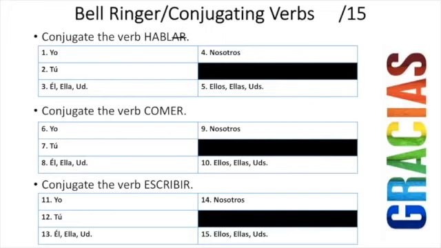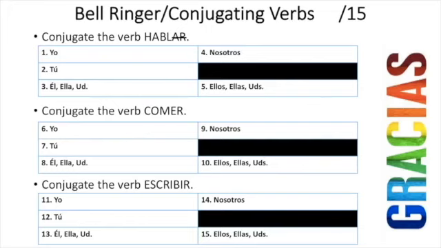Okay, now that you've had a second to try these, it's very, very important that you know how to do these. So if you can't do these, then the stem changers are going to be 10 times more difficult for you. Okay, so it's really important you know how to do this. I'm going to just go through these really quickly with you.